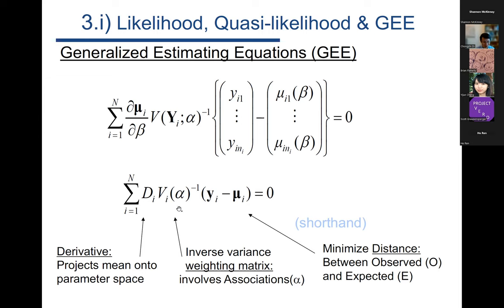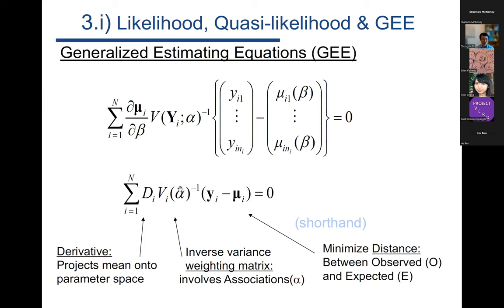Now, as I said before, we need to have some additional terms. We can ignore this Di. It's a little trickier, but the Vi, I think, is really important. What is Vi? Vi is exactly the variance covariance matrix, which depends on the variance of those responses, but also depends on your working correlation.